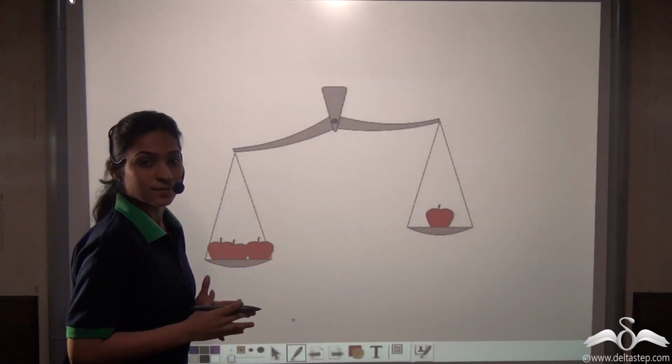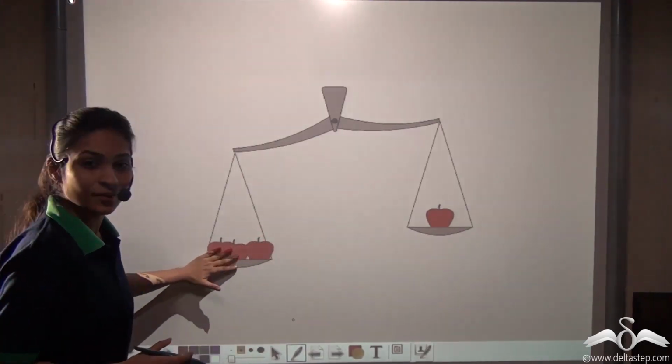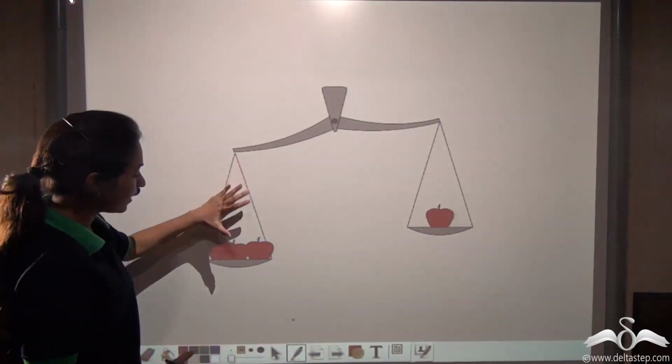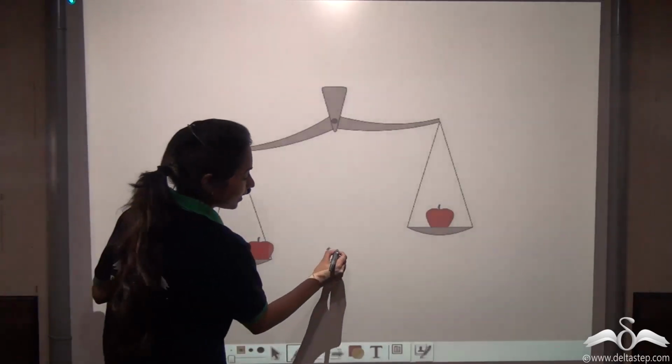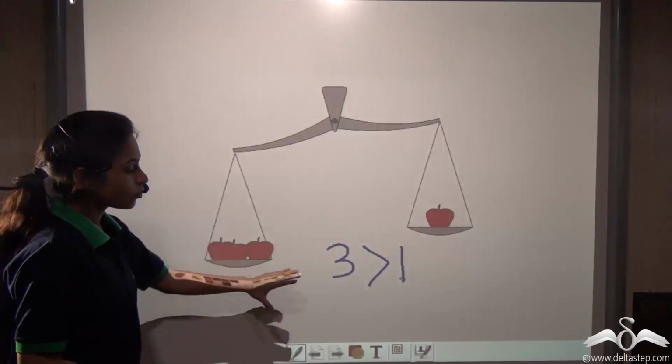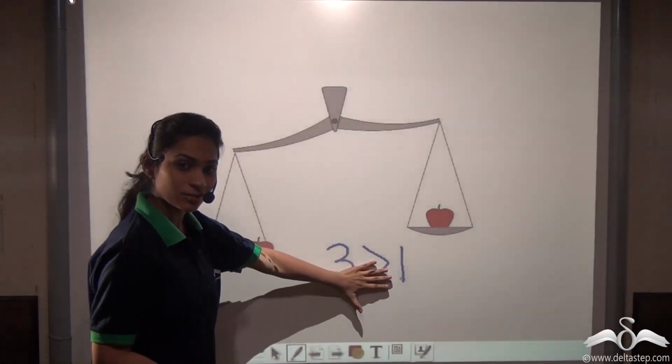Look at this weighing balance. You can see one side we are having 3 apples and on the other side we are having 1. So this side is heavier. So you can say 3 is greater than 1. That is why this side is heavier. So this represents an inequation.